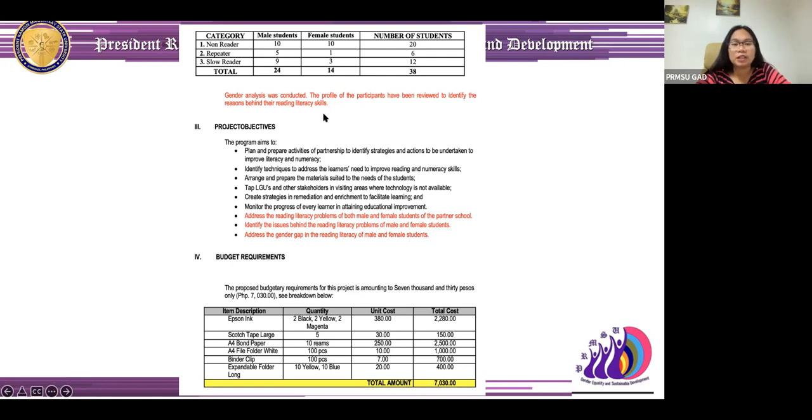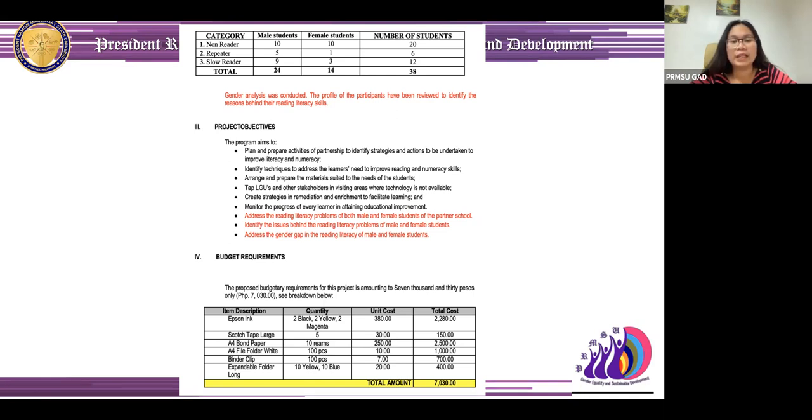So of course, you have to conduct gender analysis. So gender analysis was conducted. For this case, quantitative lang kami. But since may tutors, pwede nilang i-investigate pa yung mga bata. Doon sa aming research before, nalagyan na namin ng qualitative yung mga sinabi ng mga tutors about the reading skills of the students before and after the program. Okay? So pwede rin po yan. And then you compare yung mga babaeng readers at lalaking readers. The profile of the participants have been reviewed to identify the reasons behind their reading literacy skills.